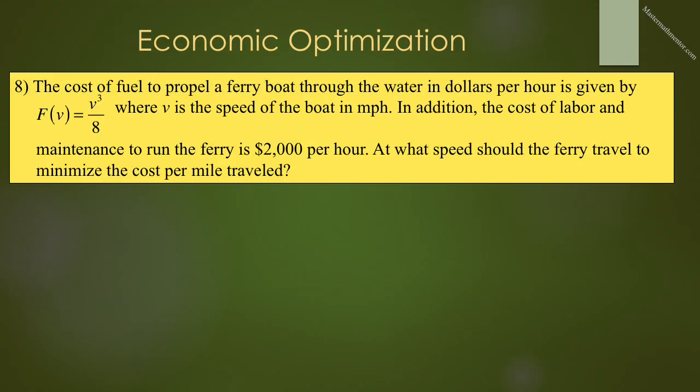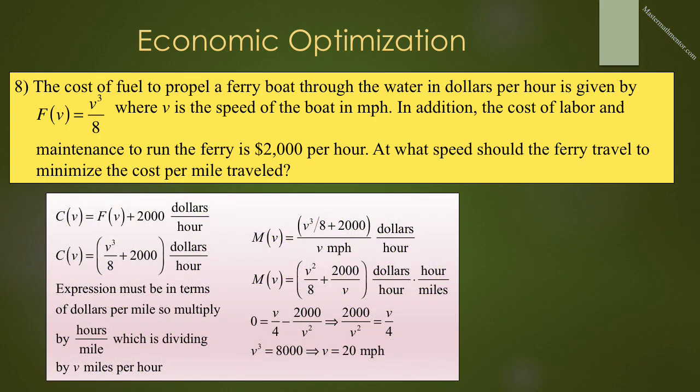So far, the primary and secondary equations have been fairly straightforward to generate. Let's look at a problem that's a bit more challenging. Number 8. The cost of fuel to propel a ferry boat through the water in dollars per hour is given by f of v equals v cubed over 8, where v is the speed of the boat in miles per hour. In addition, the cost of labor and maintenance to run the ferry is $2,000 per hour. At what speed should the ferry travel to minimize the cost per mile traveled?